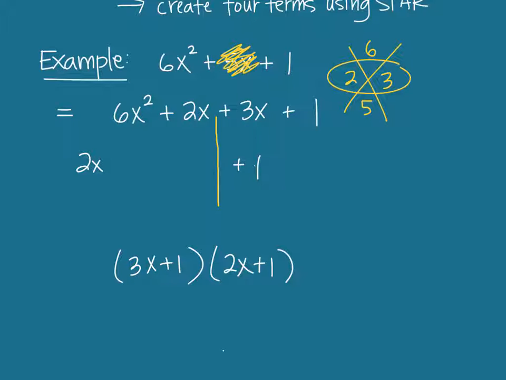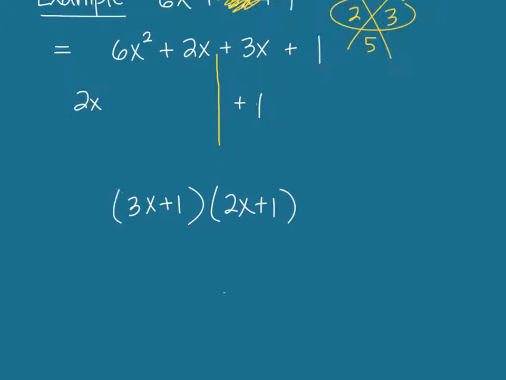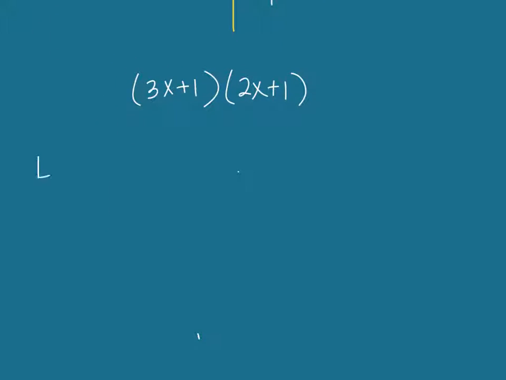How would you check your work? FOIL. You'd FOIL it back again, and hopefully you end up with what you started with. Hopefully it will make sense. Okay, here we go. Let's try another one.